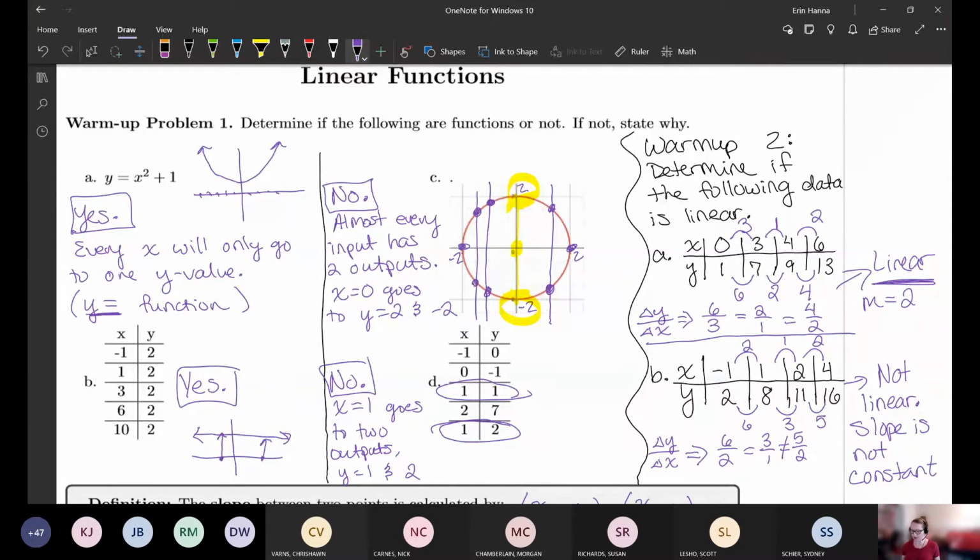So if we're given a table, want to figure out if it's linear, check your changes in y's versus change in x's, compare all the ratios. If the ratios are all the same number, it's linear. If they're not all the same number, it's not. Questions, concerns on any of the warm-up before we continue along in this set of notes? All right, hold on a couple seconds in case people are still writing something down, and then we'll move on.